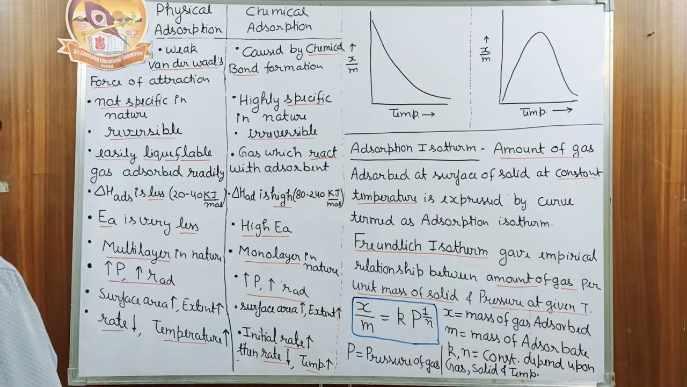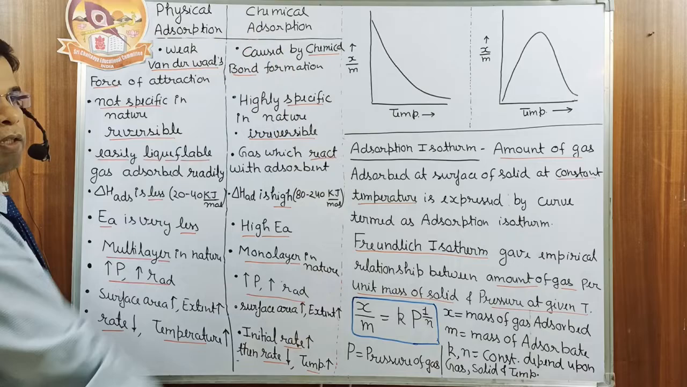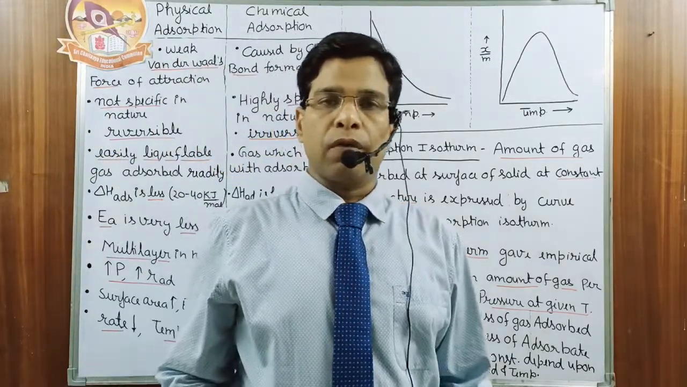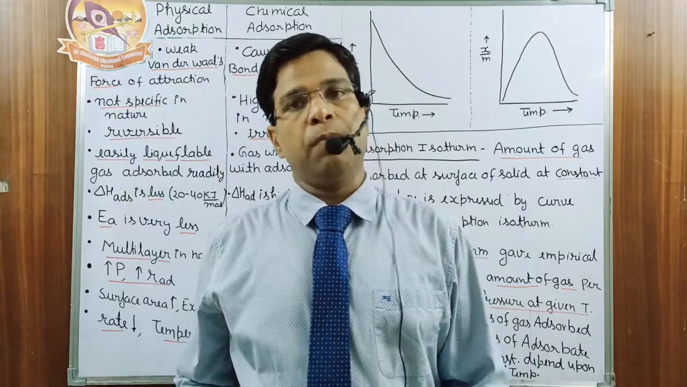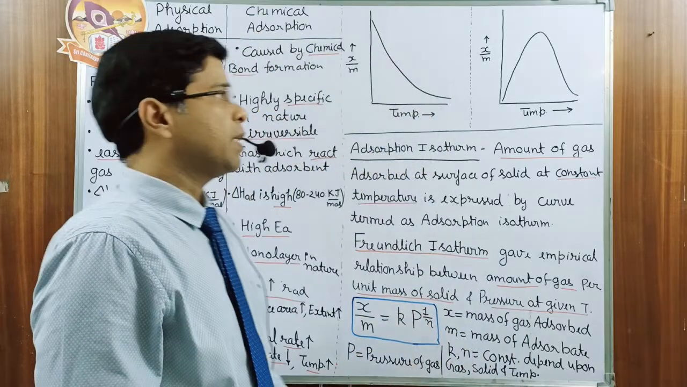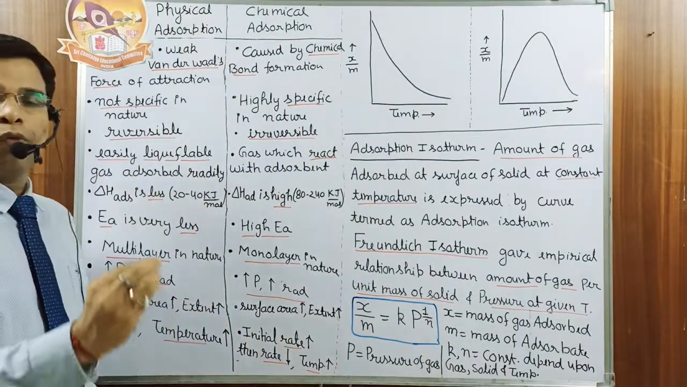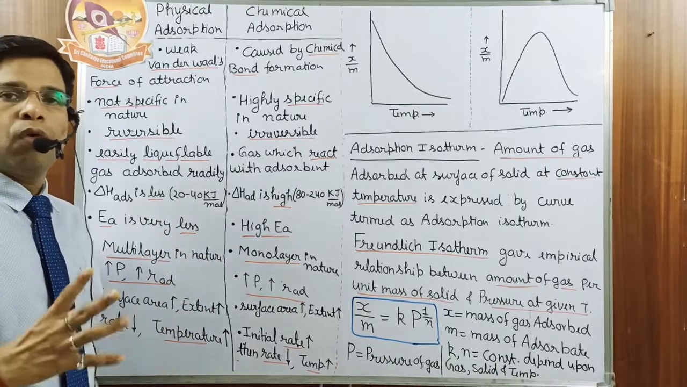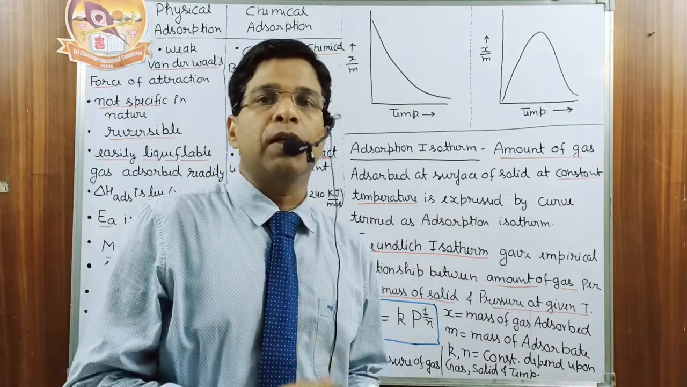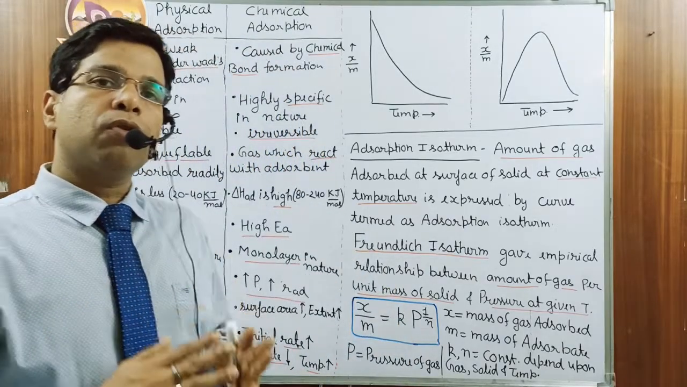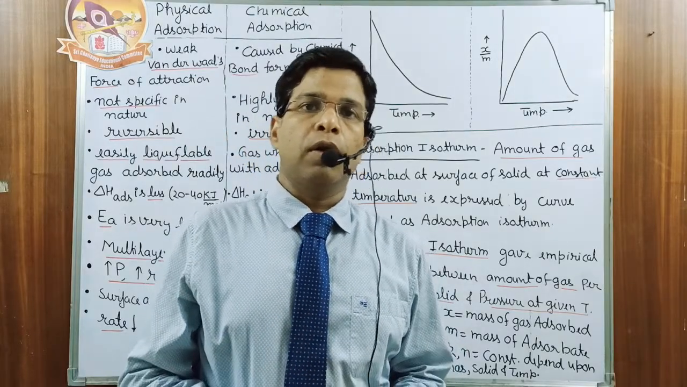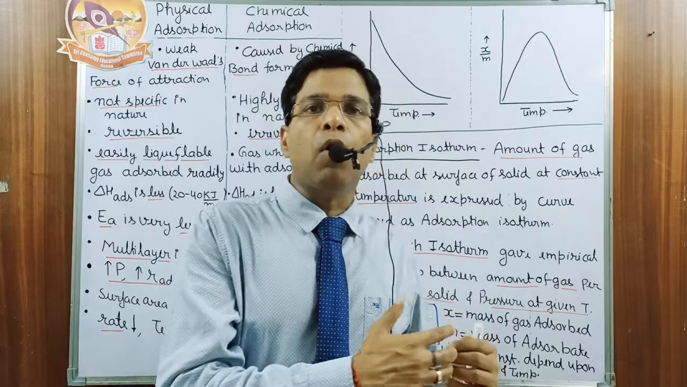Now we have the difference between the physical adsorption and the chemical adsorption. Adsorption can be divided into two parts based on the force of attraction present amongst the units. One part is the physical adsorption, second part is the chemical adsorption. Physical adsorption is formed by the weak van der Waals forces of attraction. Forces amongst the adsorbate and adsorbent are very weak. But in the chemical adsorption, the force of attraction between the adsorbate and adsorbent is much stronger. Actually, we have the chemical bond there.